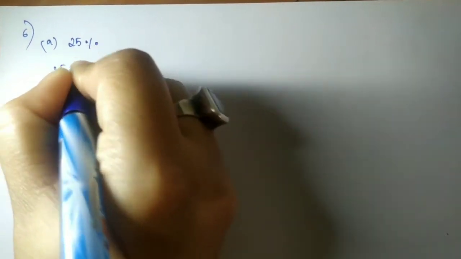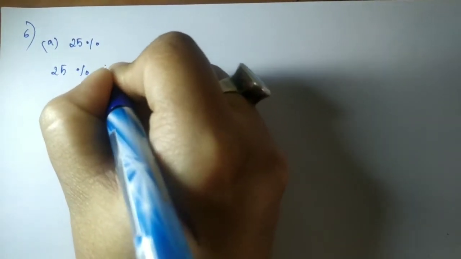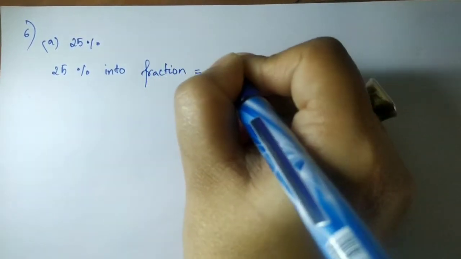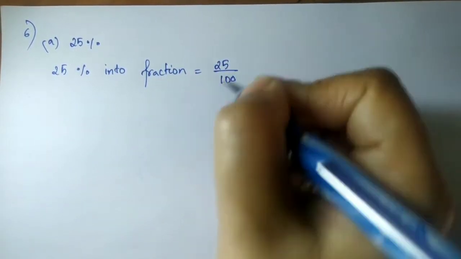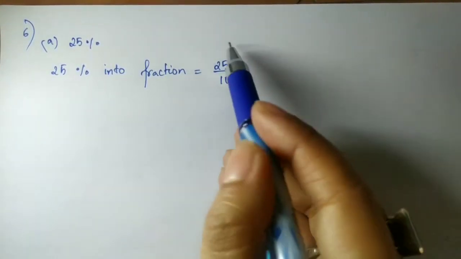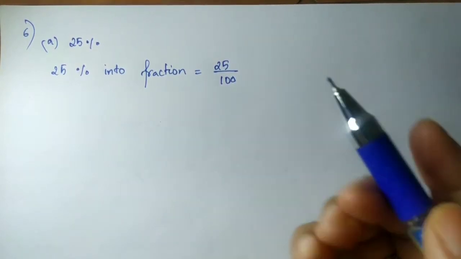What is given in question number 6? Convert the given percentage to decimal fraction. Decimal fraction means fraction, and also the fractions to simplest form. So number A is given as 25%. So 25% in fraction first. 25% in fraction is equal to what? 25 by 100, right? This is the first part. Now it's given, and also the fraction in its simplest form. So 25 by 100 in simplest form.